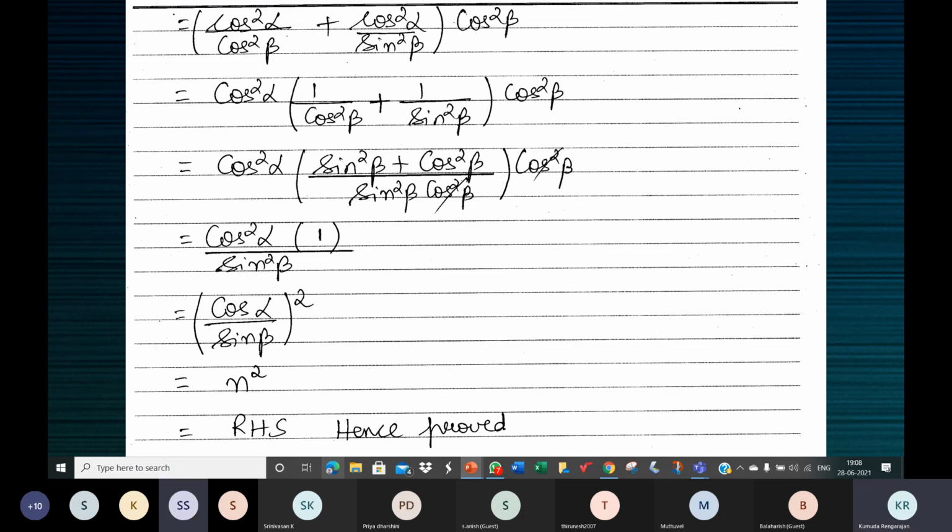In the previous step, we took the cos square alpha out. Now, without taking it directly, we can take the LCM, and after that we can multiply with cos square beta.